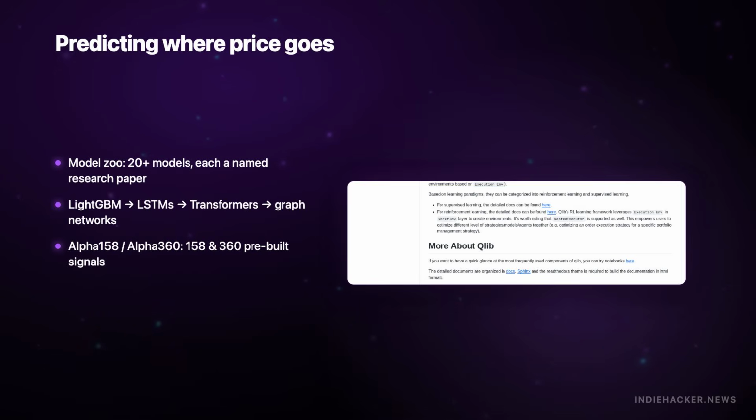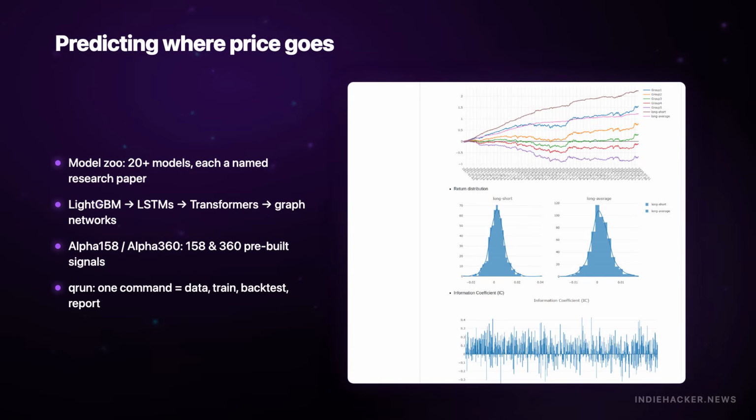Then qrun ties it together. One command builds the dataset, trains the model, runs the backtest, and hands back a full report, the predictive accuracy, the cumulative return curve, the drawdown, all of it.